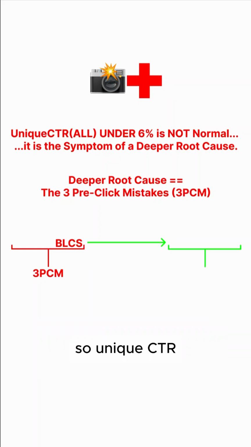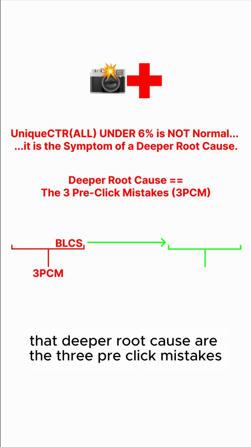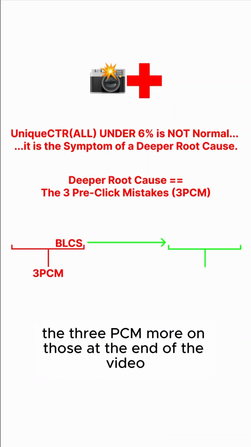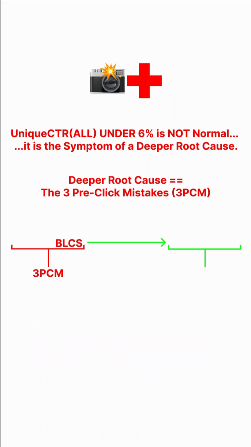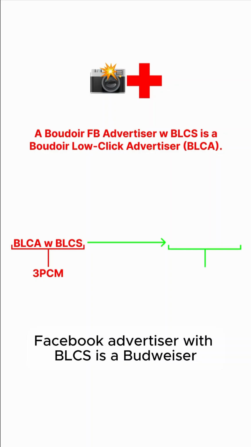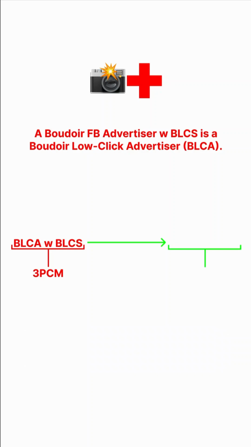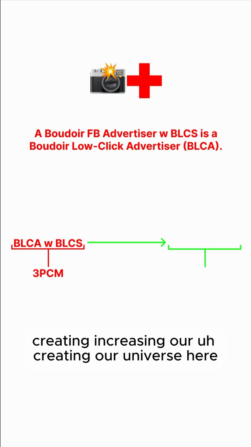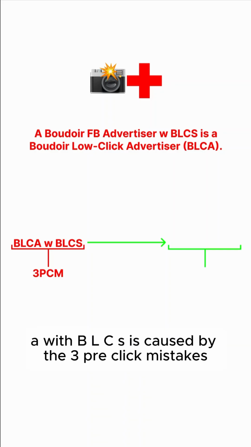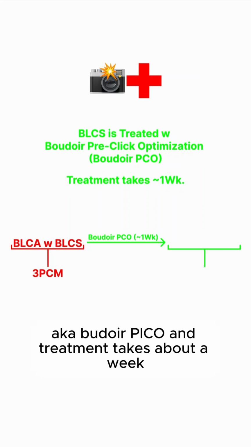So unique CTR under 6% is actually the symptom of a deeper root cause. That deeper root cause is the 3 pre-click mistakes, the 3 PCM. More on those at the end of the video. So a Boudoir Facebook advertiser with BLCS is a Boudoir low click advertiser, BLCA. So you can see we're increasing our universe here. A BLCA with BLCS is caused by the 3 pre-click mistakes. And BLCS is treated with Boudoir pre-click optimization, aka Boudoir Pico.